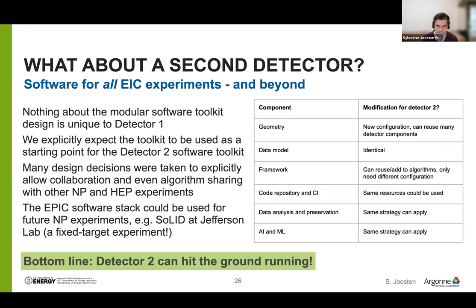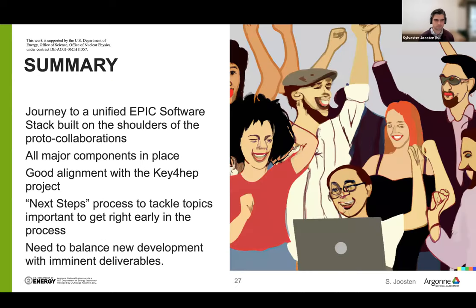There's really not that much that needs to be done if you look really at the table of the different components and what they have to do. So finally, I thought a little bit about our journey to the unified EPIC software stack built on the shoulders of the protocol aberrations. The major components are in place. We have good alignment with the Key4hep project in a lot of places.